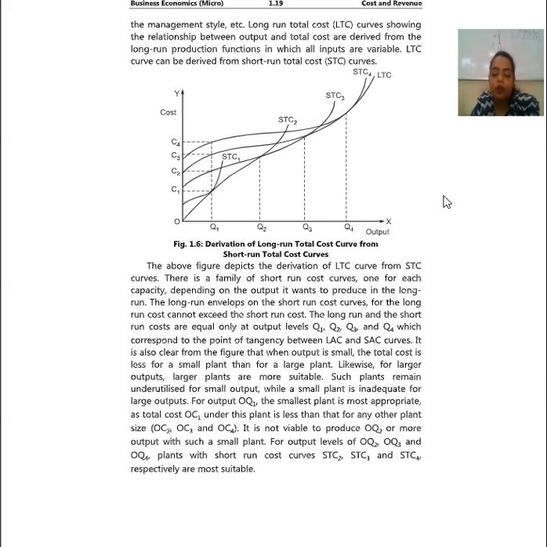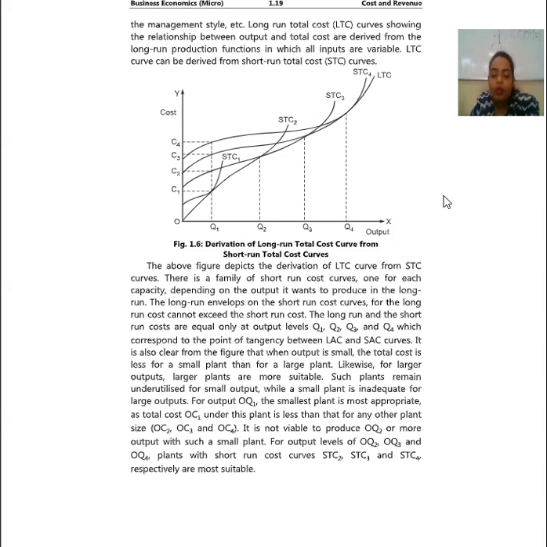It is also clear from the figure that when output is small, the total cost is less for a small plant than for a large plant. Likewise, for larger output, larger plants are more suitable. Such plants remain underutilized for small output, while a small plant is inadequate for large output.